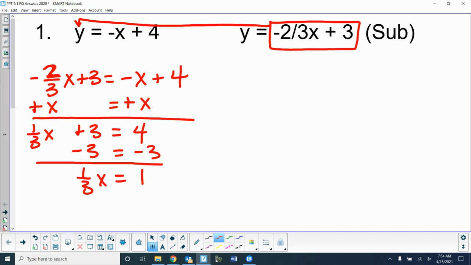Now, what do we usually do when we have a fraction like that? How do we move it? Yeah, I like to multiply by the reciprocal. That's what we've done in the past. I mean, you can divide by 1/3, but that's the same thing as multiplying by 3/1. So you get 1x, which we want, and then 1 times 3/1 is 3.